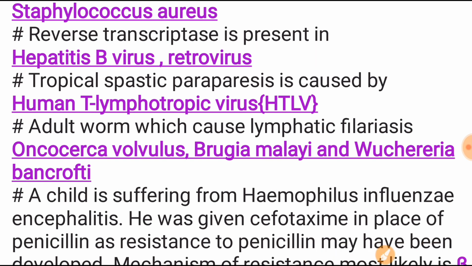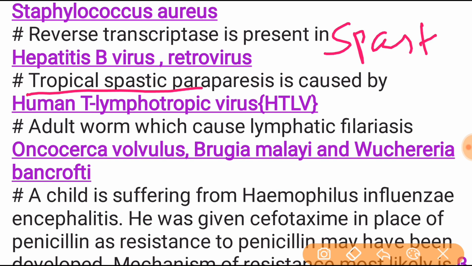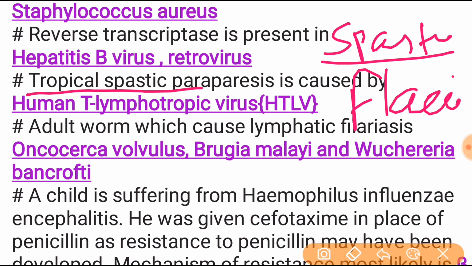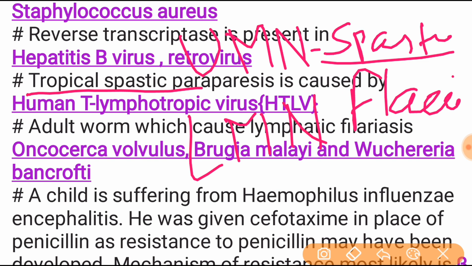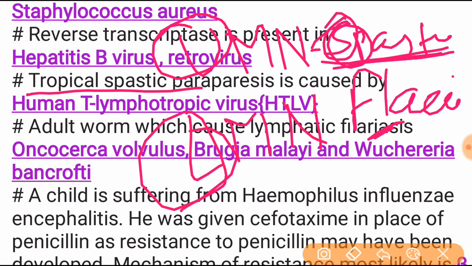Next one is: tropical spastic paraparesis is caused by. It is the tropical spastic paraparesis. Spastic, that means one thing: what is spastic paralysis and flaccid paralysis? You have to remember two types of paralysis: upper motor neuron disease and lower motor neuron disease. In spastic, S is near about the U in the letter, but L is lower and flaccid.